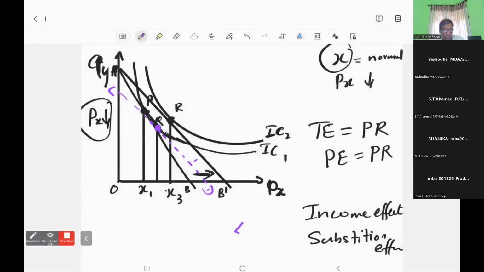That is the point, that Q. Assume that the AB dash new budget line you can drag to meet the indifference curve 1.